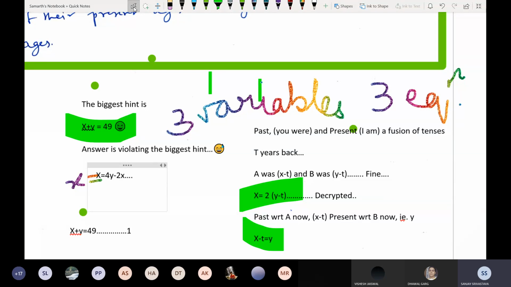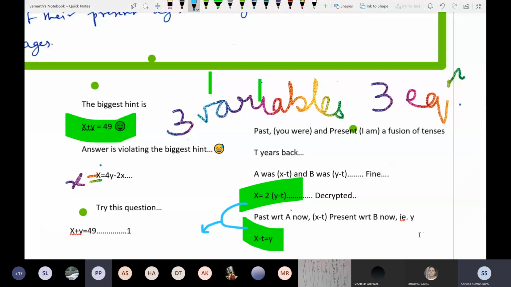After solving these two equations in terms of t, you will get one more equation, 3x is equal to 4y. From here x is equal to 4y upon 3, and when you substitute this value in the equation x plus y is equal to 49, you will get the value of x as 28 and y as 21 years. 28 and 21, whose sum is 49. So try this sum once again.